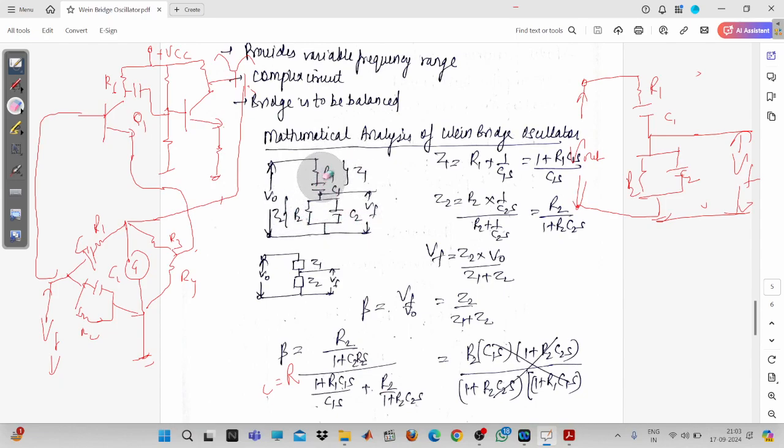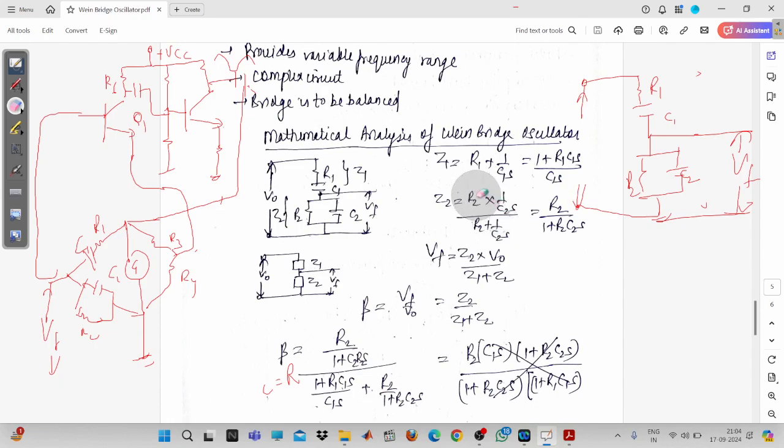Now you can see here, this is the series combination, that is R1 plus 1 by C1 s. So what is the value? If you solve it, that is (1 plus R1 C1 s) upon C1 s. I think it is very difficult to analyze things in the time domain. So we have shifted our focus from the time domain to the frequency domain. We'll do all the calculation there, because in the S domain you will have only algebraic equations. Fine. So in that case, it is very easy to solve.